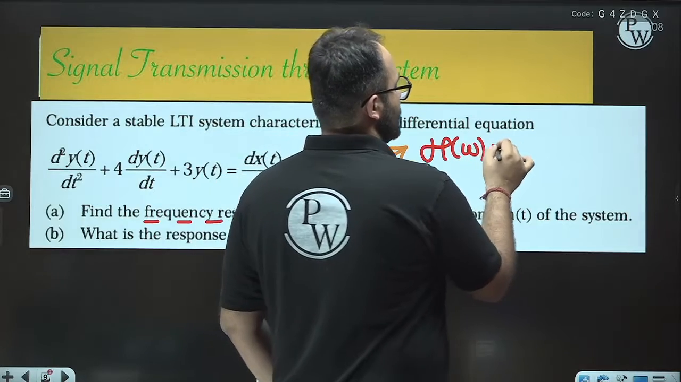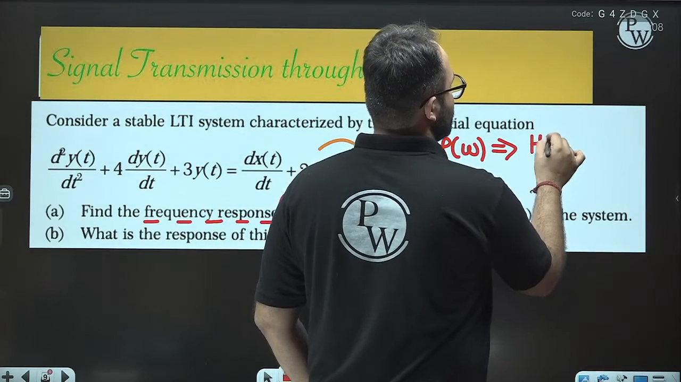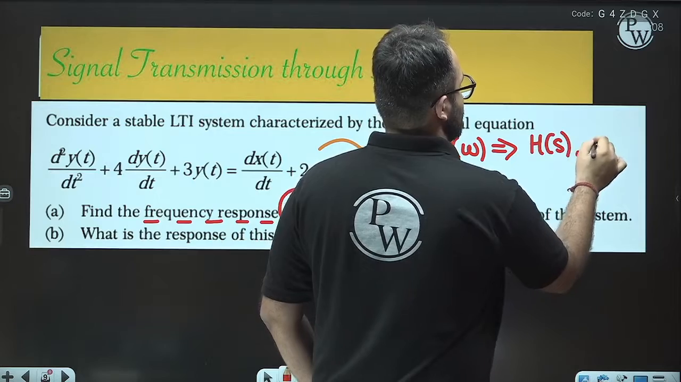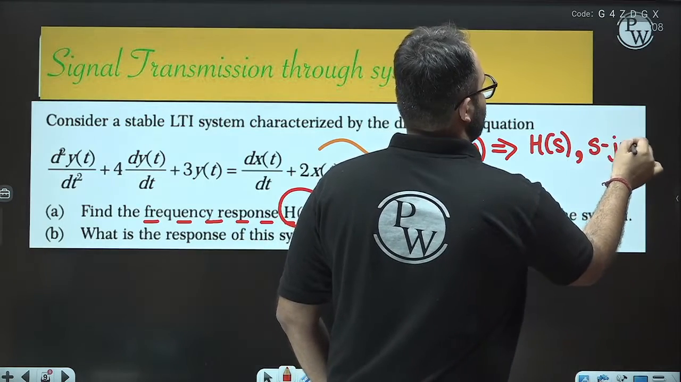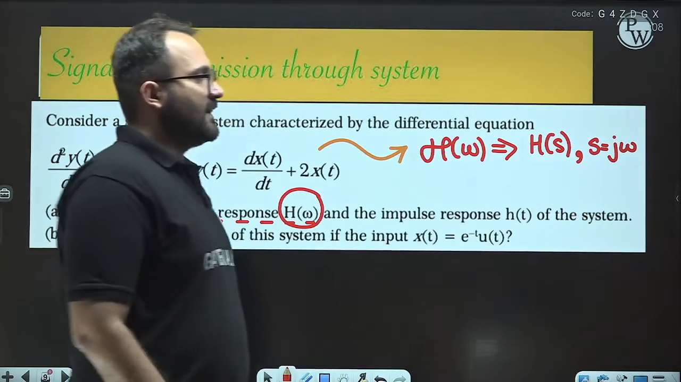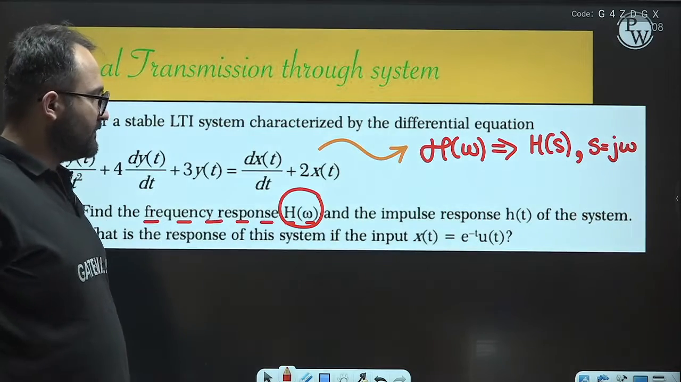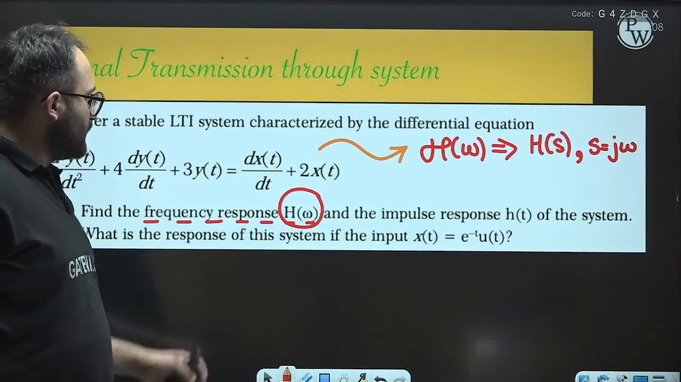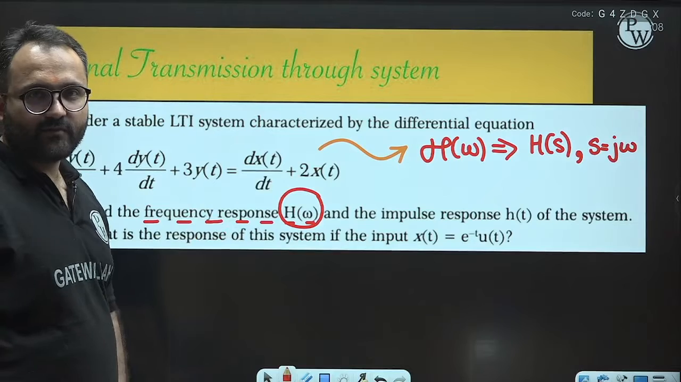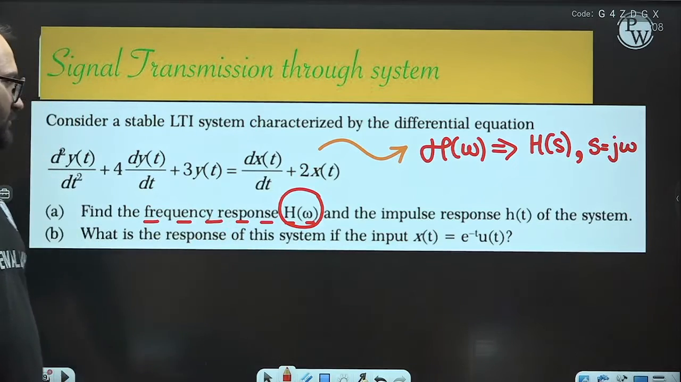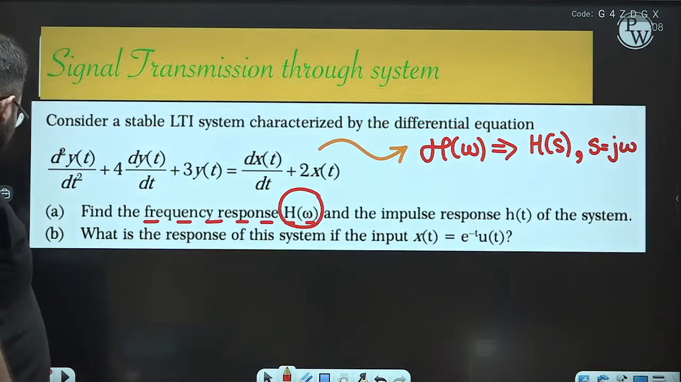So how to find H omega? First of all, find out the transfer function and replace S by j omega. Okay. Replace S by j omega. That's it. So we have to find out H omega and the impulse response h(t) both. So we'll solve this question. Let's solve it.